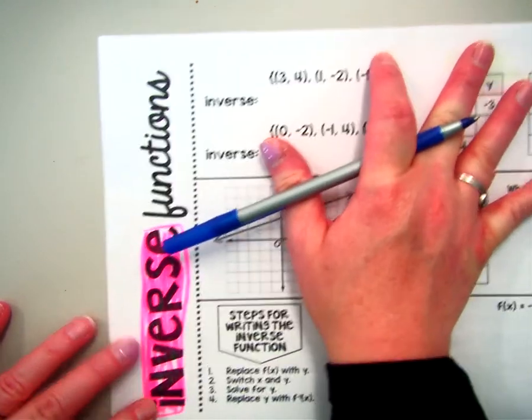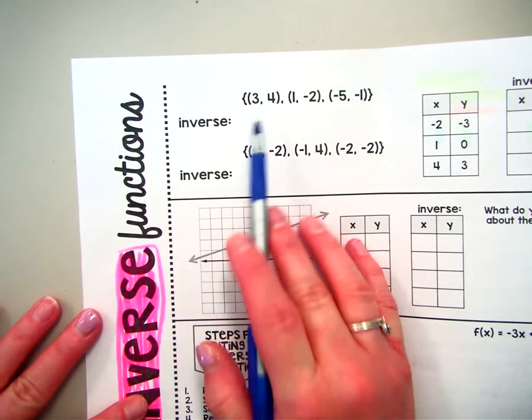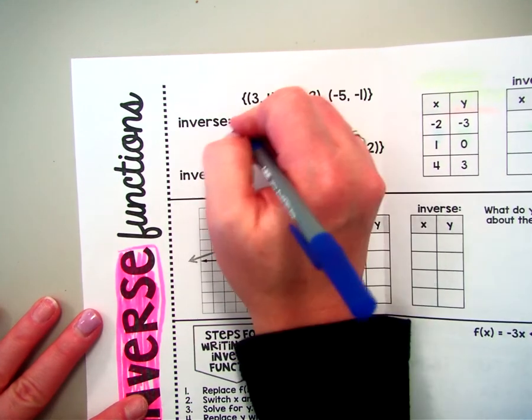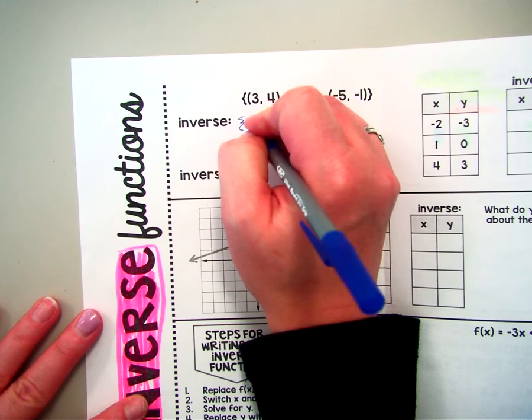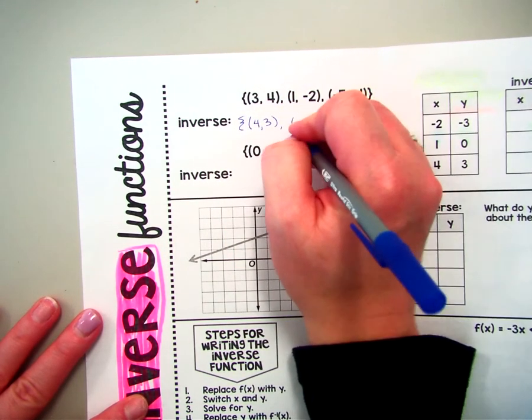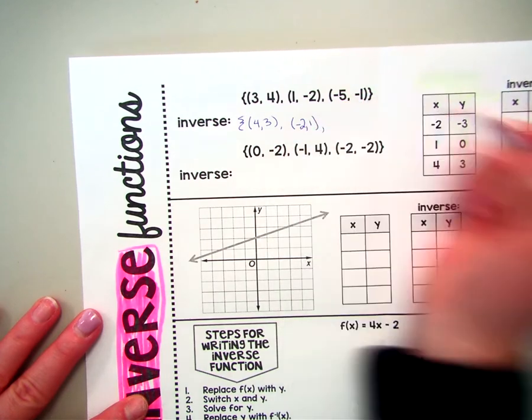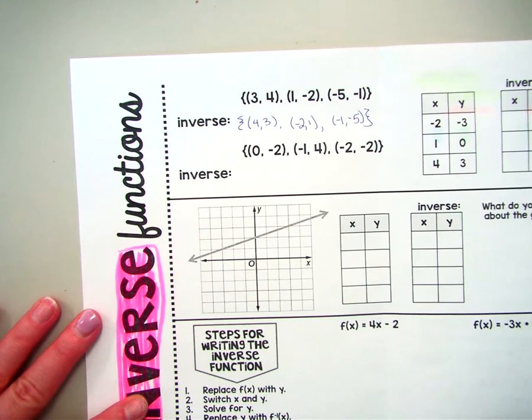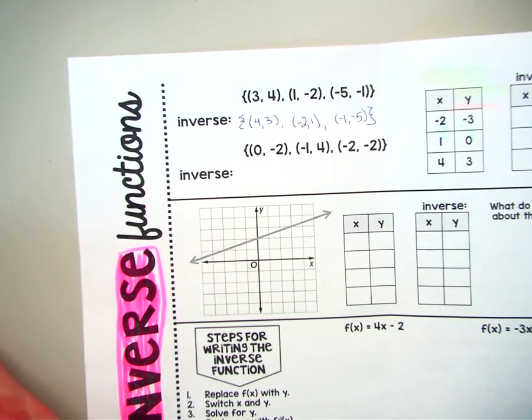So if we take a look at our examples, if I have (3, 4), (1, -2), (-5, -1), for my inverse, each point I'm just going to flip-flop. So I would have (4, 3), (-2, 1), and then (-1, -5). Those would be the inverse points there.